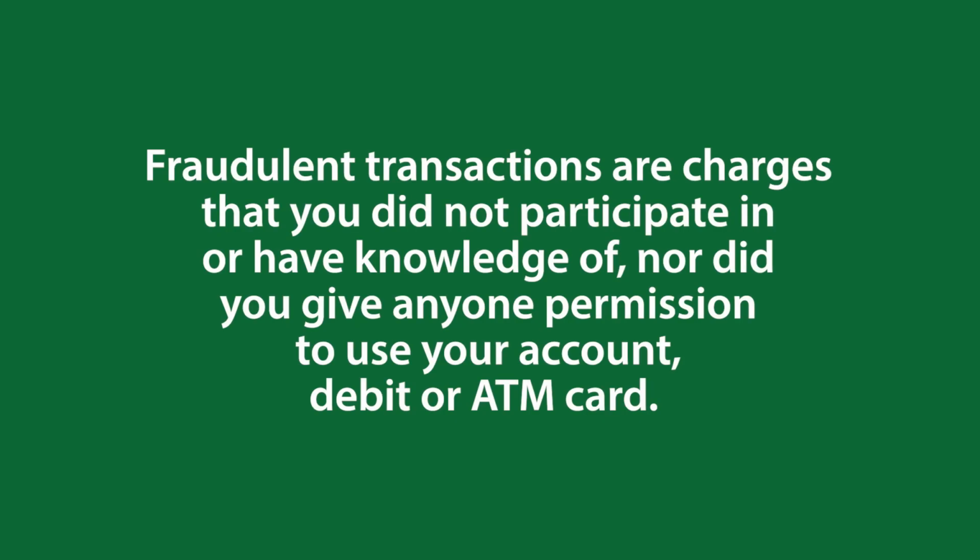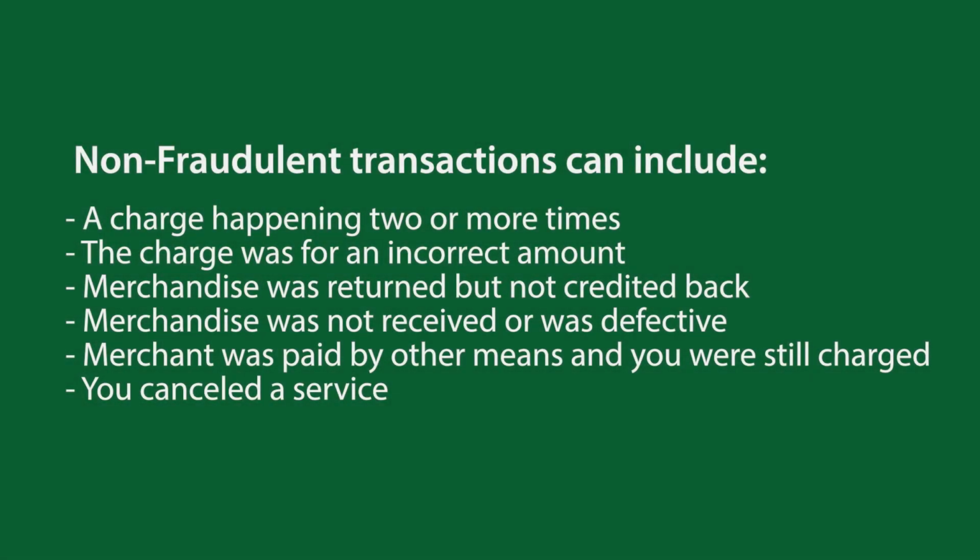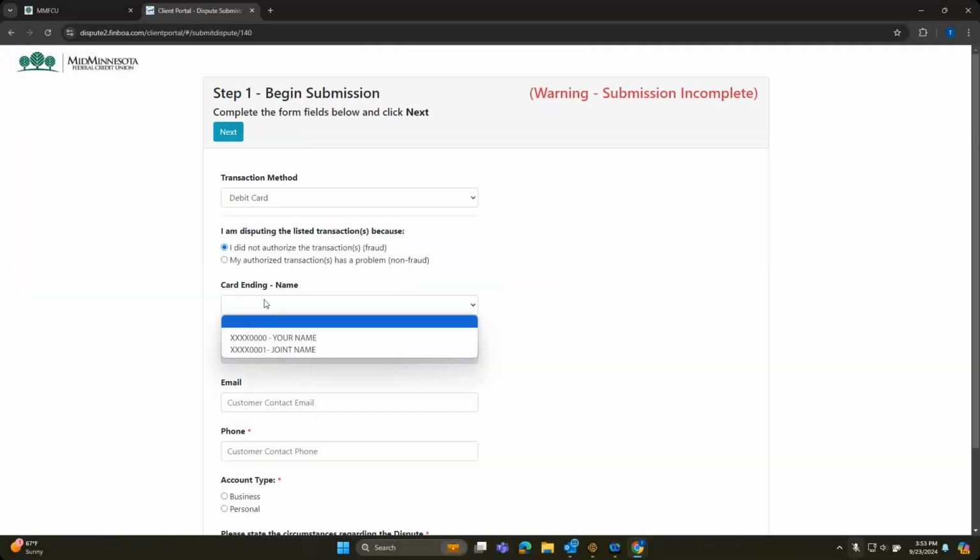Fraudulent transactions are charges that you did not participate in or have knowledge of, nor did you let anyone use your account, debit card, or ATM card with your permission. Non-fraudulent transactions can include a duplicate posting of a charge, the charge was for an incorrect amount, merchandise was returned but the charge was not credited back, merchandise was not received or was defective, you paid merchant by other means but were still charged, you canceled a service, reservation, or membership, or you canceled the hotel room but were still charged.